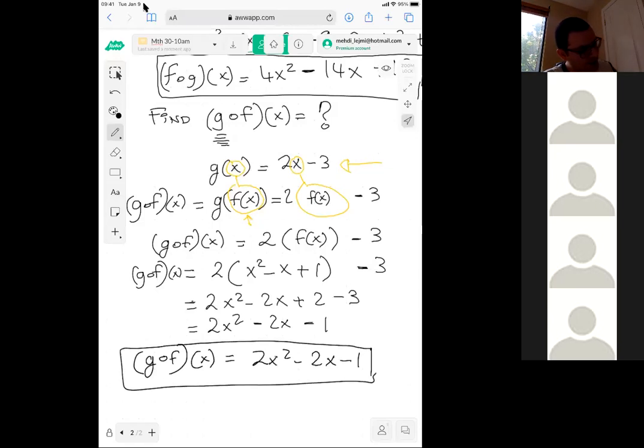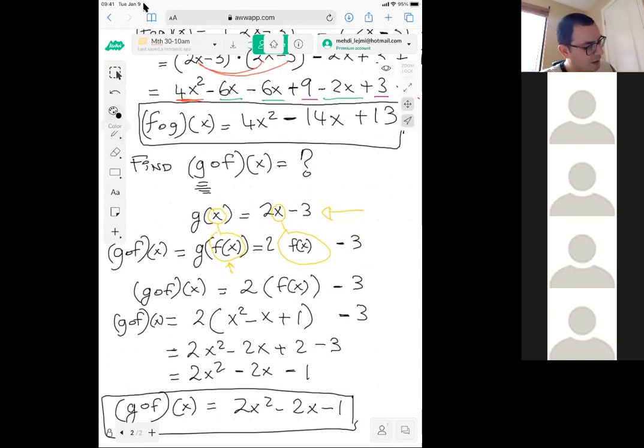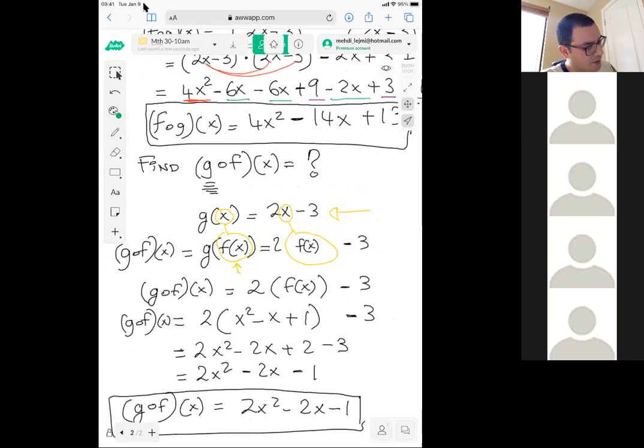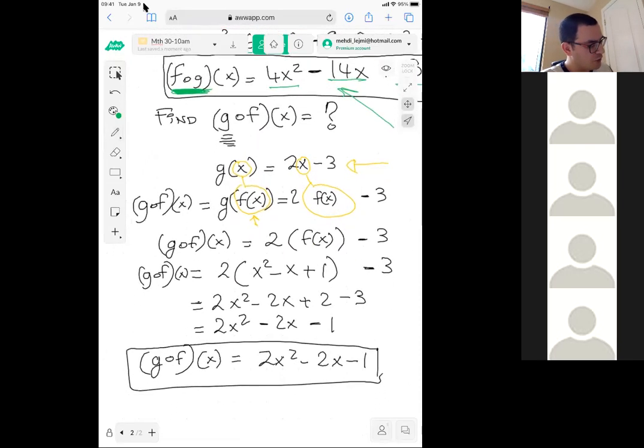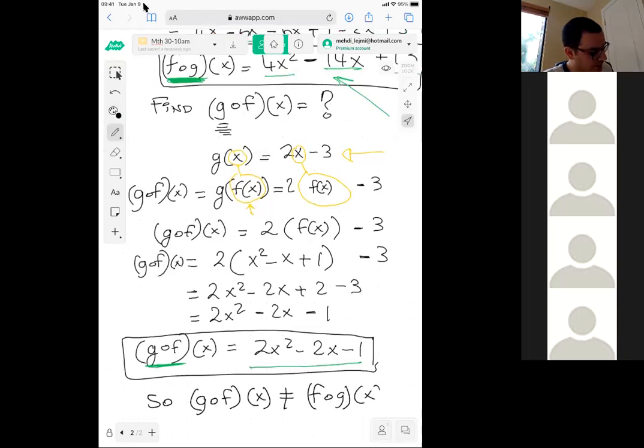And you can see, guys, this is a completely different function from f composed with g. If you start with f, f composed with g, it's 4x squared minus 14x plus 13. But if you compose g with f, if you start with g and then f, it's a completely different function, right? So what I'm saying is g composed with f is not equal to f composed with g. It's a completely different function. So this is not equal.